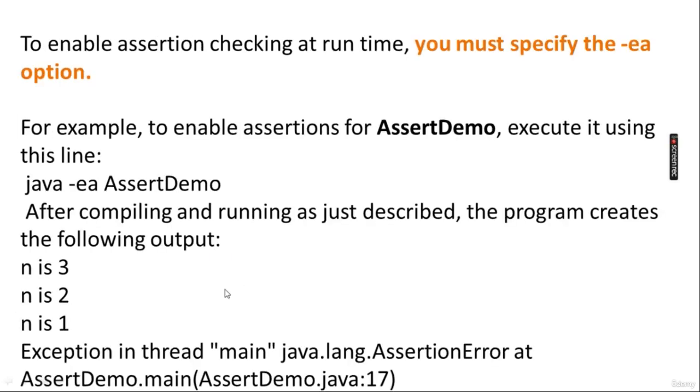To enable assertion checking at runtime, you must specify the -ea option. For example, to enable assertion for AssertDemo, execute java -ea AssertDemo. Whatever assertion you want to check at runtime, you will specify it like java -ea AssertDemo. After compiling and running as just described, the program creates the following output: n is 3, 2, 1, and then assertion error at line 70. It will give you the line number, the same as with exceptions.